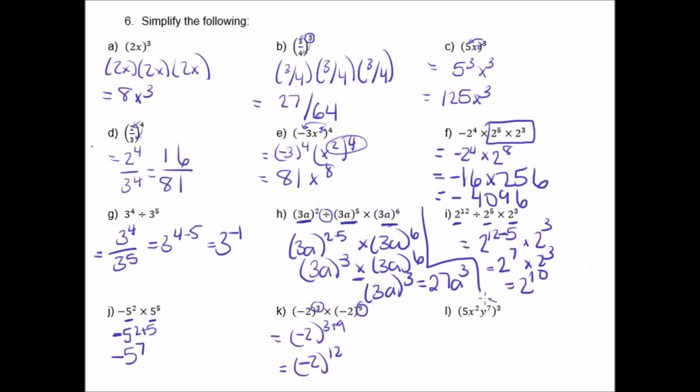And the last one, I'm going to put this number 3 onto all 3 of these. So we're going to get 5 cubed, we're going to get x squared cubed, and we're going to get y to the 7 cubed. So we're going to get 125x multiplied. Okay, and then we're going to multiply these, so y to the 21.